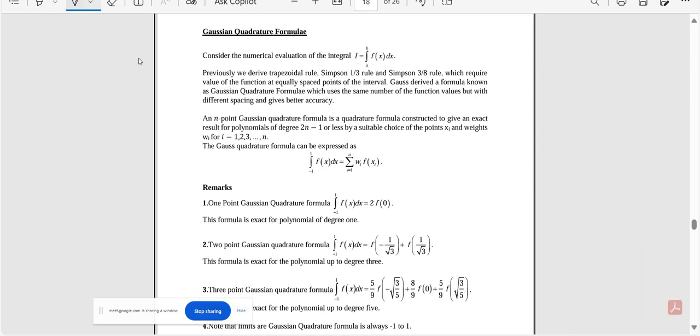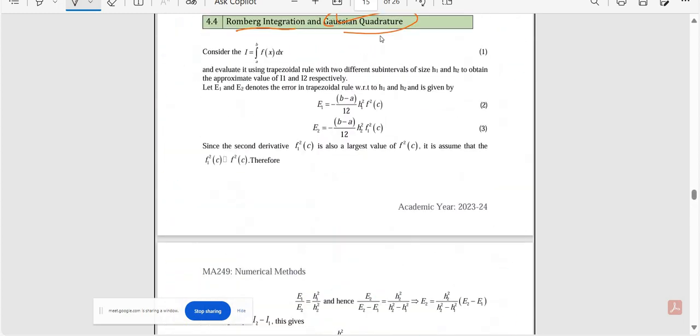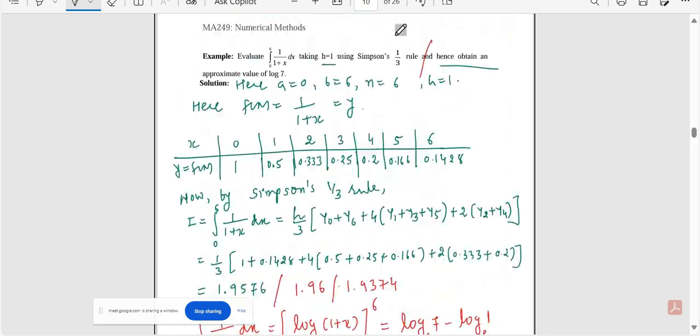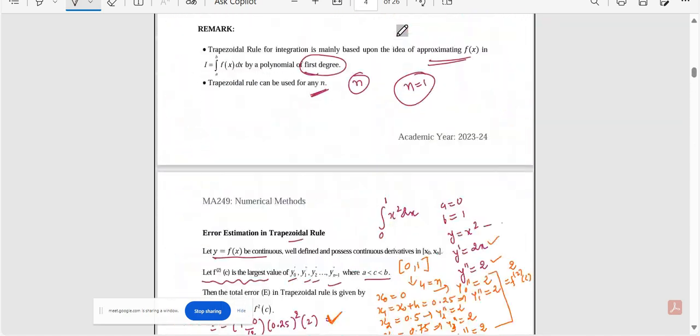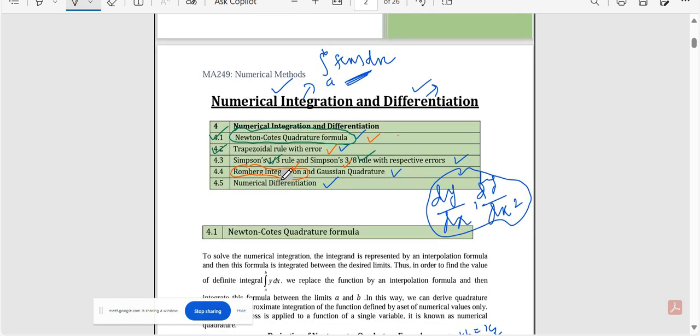The Gaussian quadrature formula gives us the answer of the integration in the same way. So there are 6 methods in your syllabus to solve the integration. First is the Newton-Cotes quadrature formula, that is the general formula. Then second is your trapezoidal rule. Third is your Simpson one-third rule. Fourth is your Simpson 3/8.